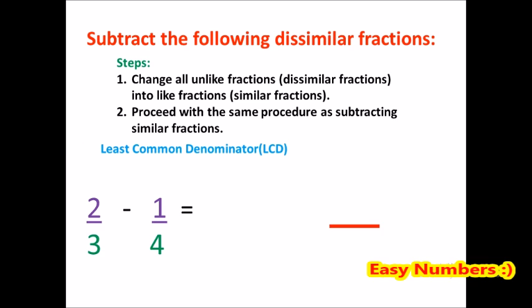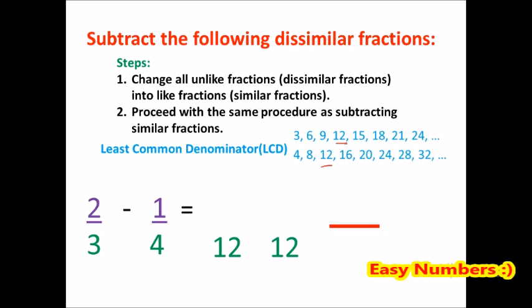To find the LCD, you just list down all the multiples of 3, which are 3, 6, 9, 12, 15, 18, 21, 24, and so on. And then 4, 8, 12, 16, 20, 24, 28, 32, and so on. So the least common multiple is 12. Let us now have the LCD, which is 12.